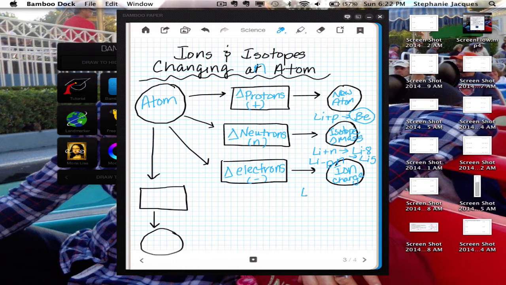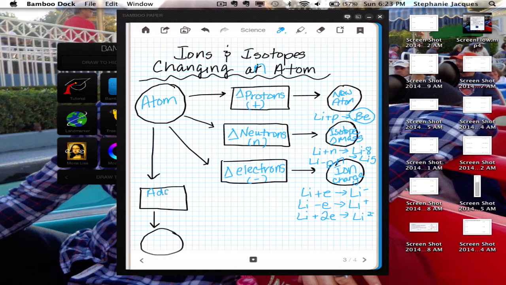But some examples, let's say we have lithium and we add an electron. It becomes lithium negative. If we have a lithium and we subtract an electron, remember that's a negative charge. If we subtract an electron, it becomes more positive, so we call it lithium positive. If we have lithium and we add 2 electrons, it becomes even more negative, and so it's lithium, and it has a 2 minus.